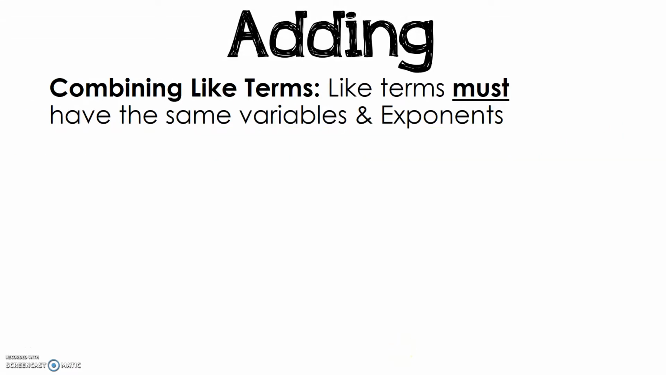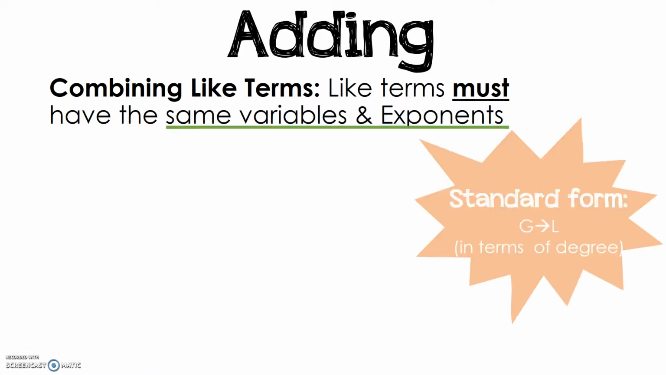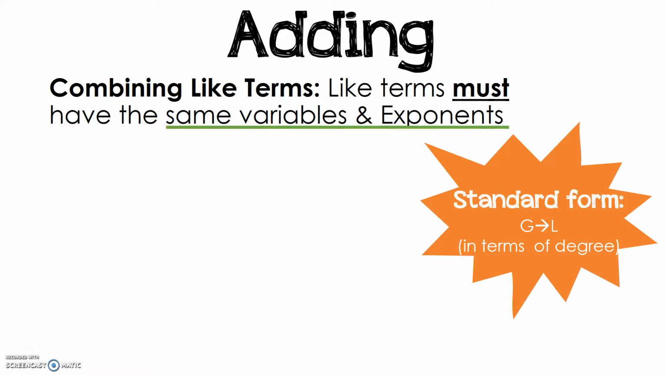All right, so let's go ahead and talk about that second method right now for adding. Some people like to go ahead and stack it up. Your same rules apply. You're still going to be keeping the variables the same when you're combining your like terms and keeping your exponents the same. Those are your like terms. Again, you're going to be writing it in standard form, greatest to least in terms of degree, using your alphabetical order.